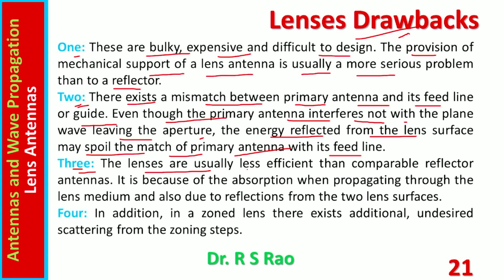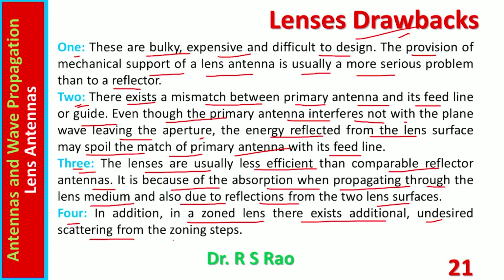Three. Lenses are usually less efficient than comparable reflector antennas. It is because of the absorption when propagating through the lens medium, and also due to reflections from the two lens surfaces. Four. In addition, for a zoned lens, there exists additional undesired scattering from the zoning steps.